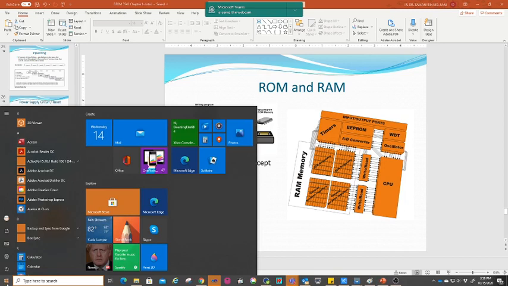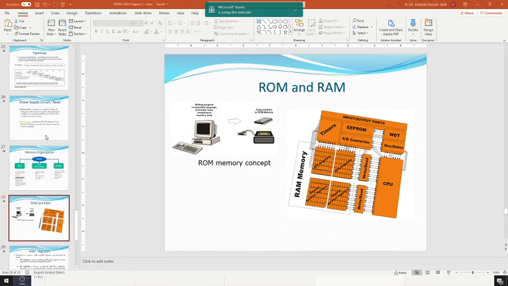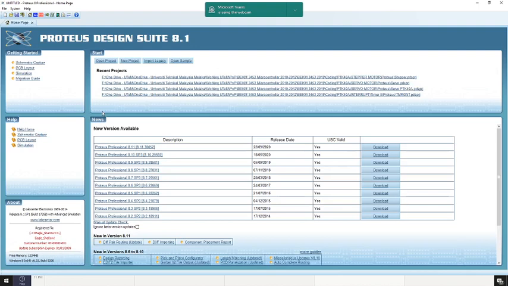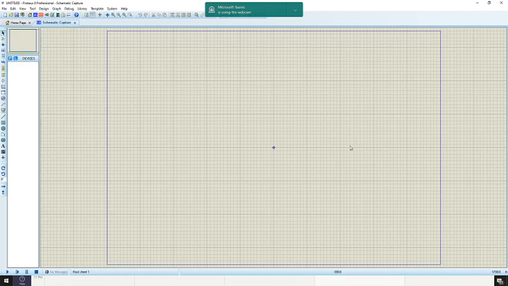This is your Proteus. This is a simulator. For example, the one that you're going to use, they call it ISIS over here. This is ISIS, this one. So this is your workspace to work with.